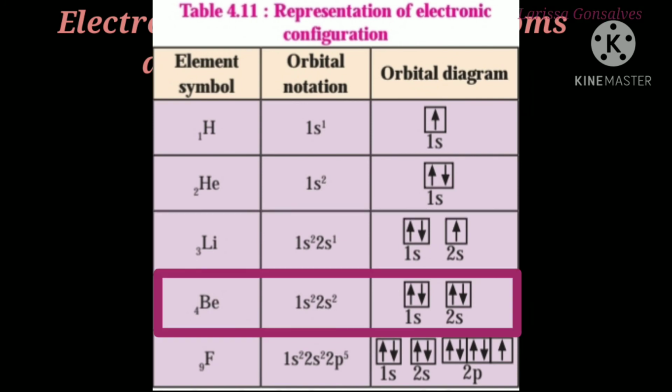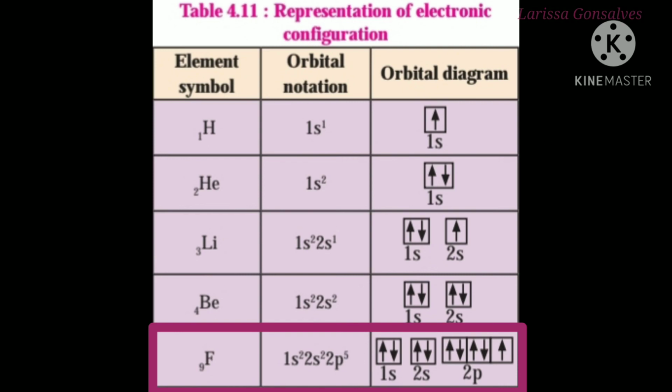For beryllium, we had the electronic configuration as 1s2 and 2s2. So again we need to draw one block for 1s and one block for 2s. Since s is completely filled with 2 electrons each, then we have to put the electrons in the form of upper and lower spin.